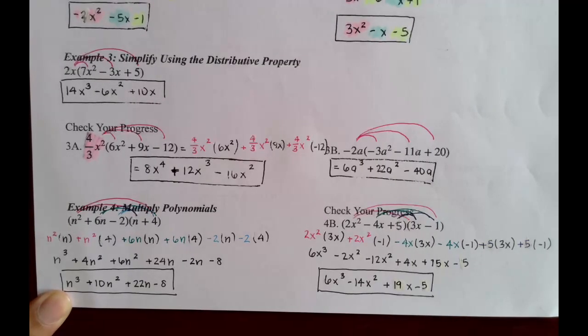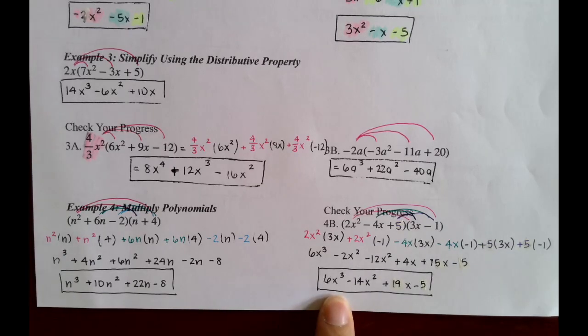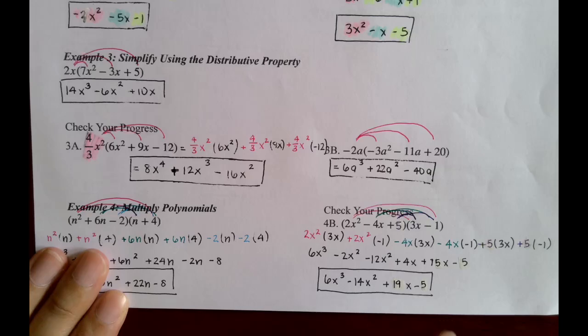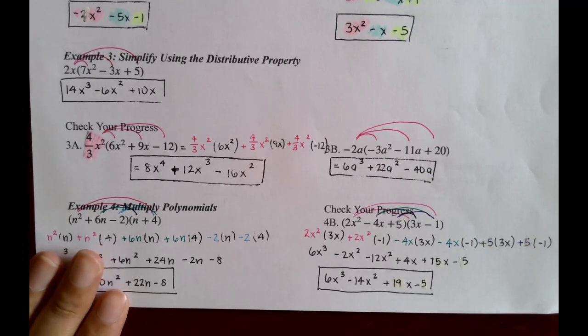Okay, you should have gotten 2x squared. Oh, sorry. You should have gotten 6x cubed minus 14x squared plus 19x minus 5. If you got that right, you can get started on your homework. If not, here is your explanation.